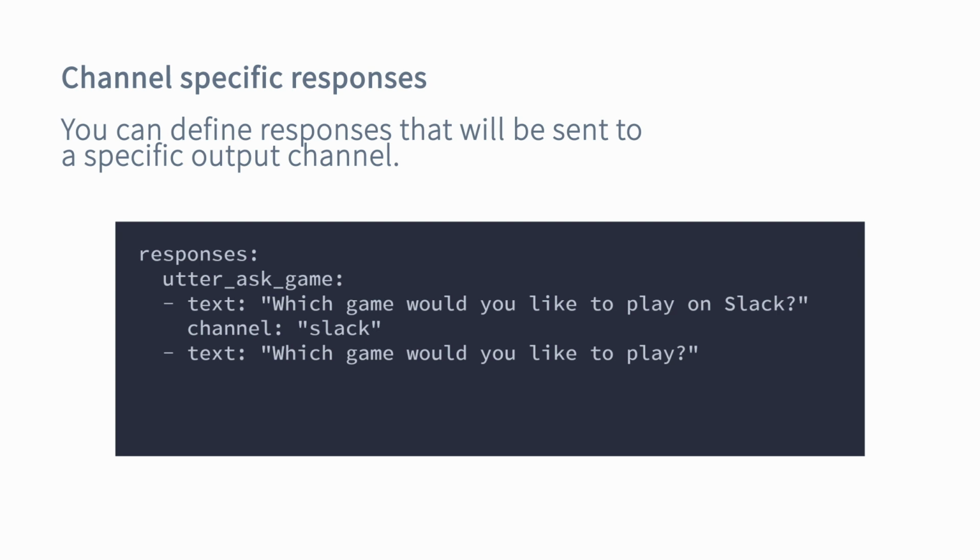But for example, if you would like your assistant to send a specific message to Slack, you can do that by specifying the channel key inside of your response template and providing the name of the channel, which in this case would be Slack. Responses that are not specified under a specific output channel will be sent to all of the other output channels that your assistant is connected to.